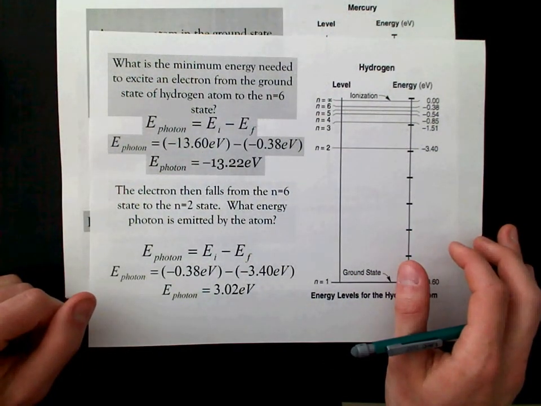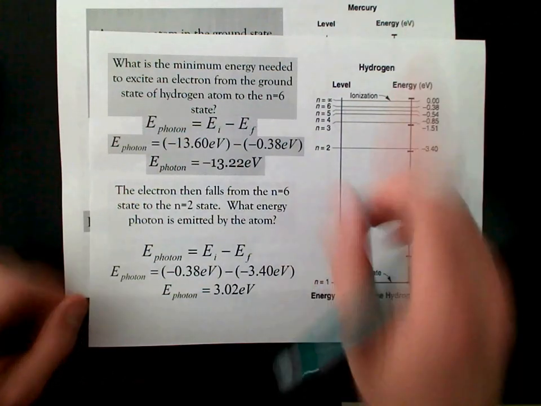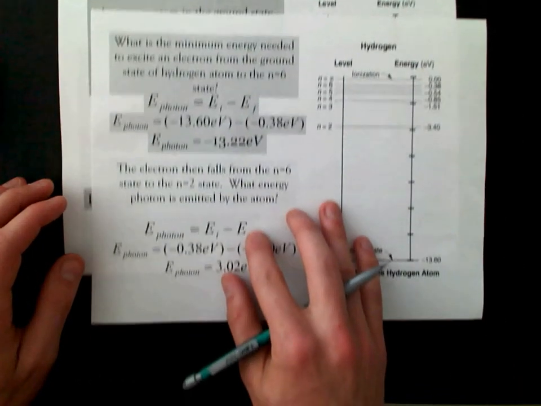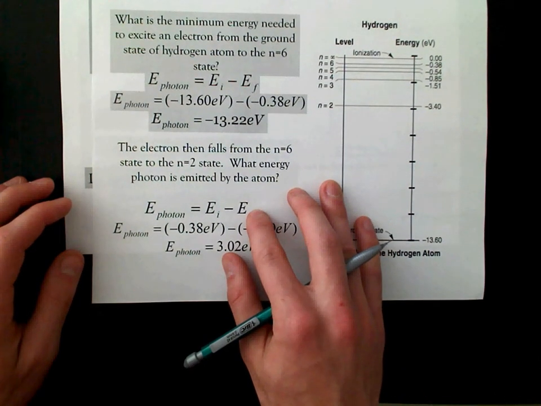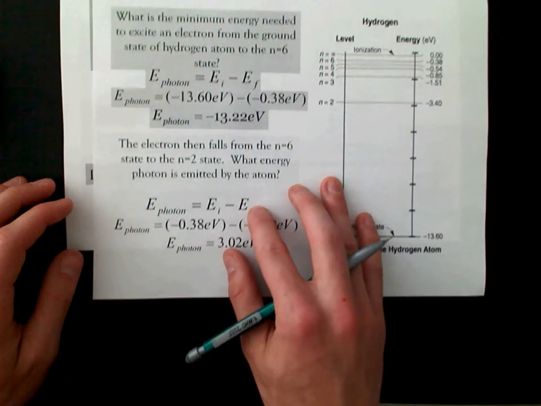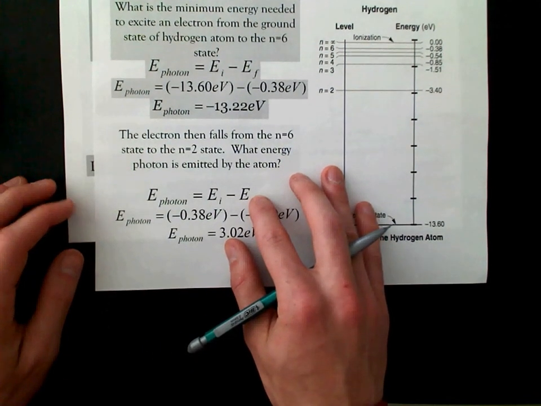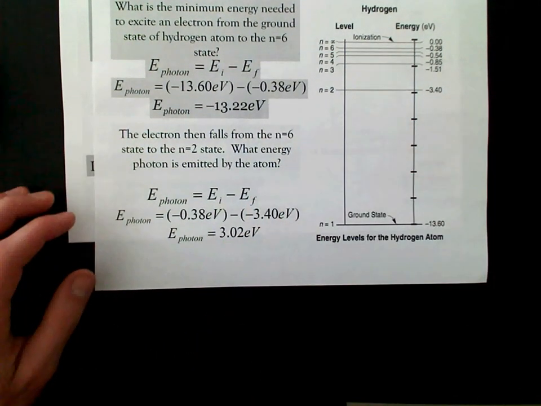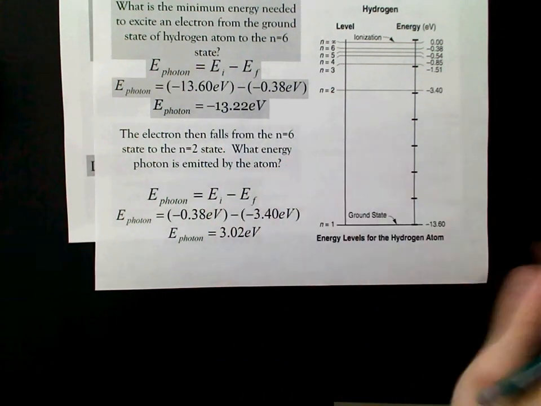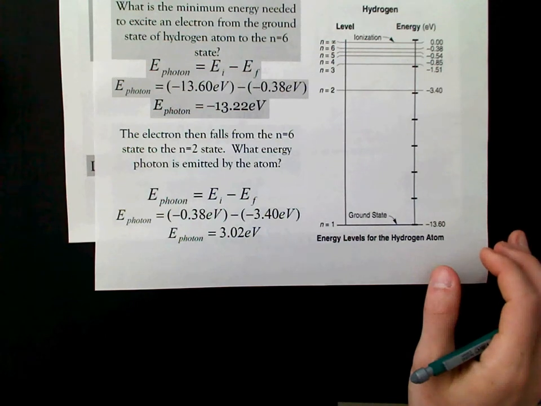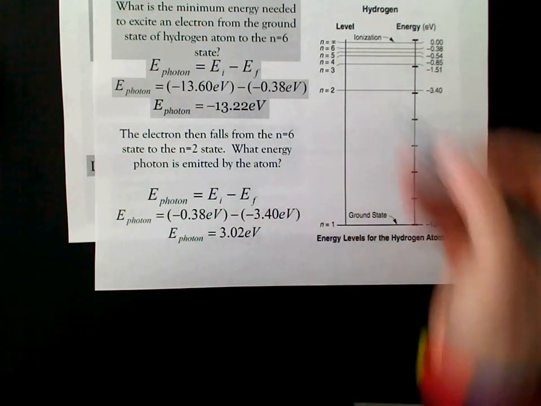So we write down our equation. We substitute with correct units. And we get a final answer. We got 13.22 electron volts. And it's important to note that it's negative. Okay? Because we're exciting the electron. Well, we're taking an excited electron and moving it into the n equals 6.